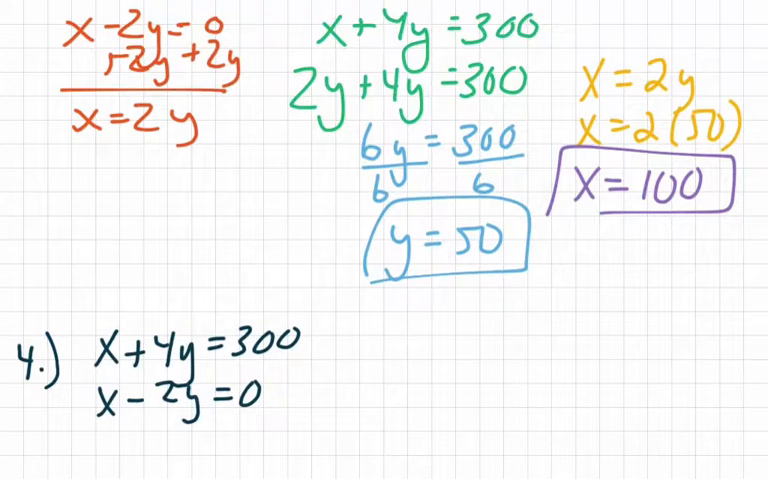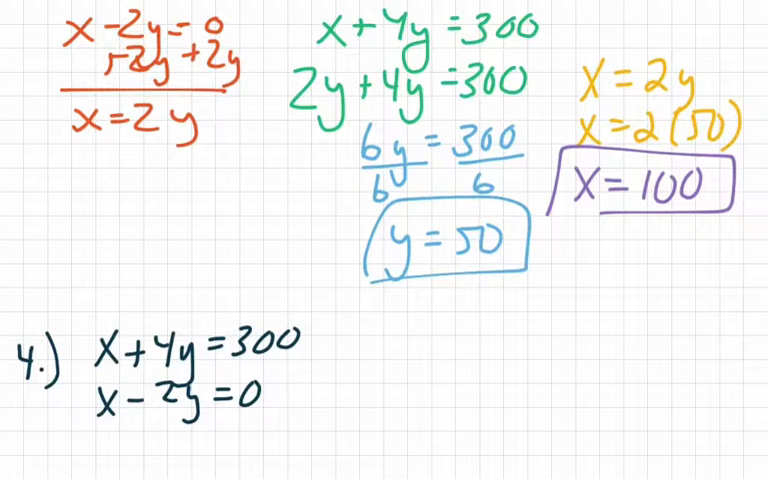For number, whatever this is, 4, which one did I pick? I picked the x on the bottom equation, but the x on the top equation would work as well. I added the 2y to both sides to get x equals 2y. One of the reasons I like that one is because it was the simpler one, rather than having x equals 300 minus 4y, but that also works.